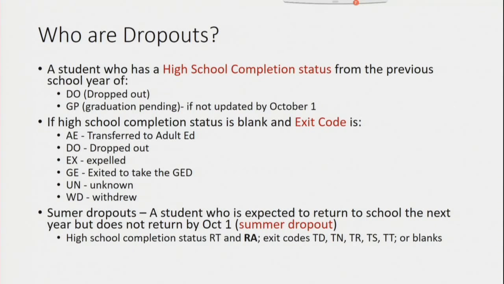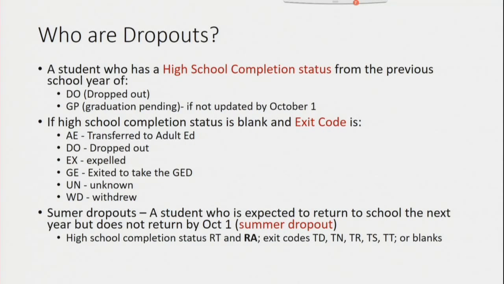Also, if a high school completion status is blank, and the exit code is one of the following: transfer to adult ed, dropped out, was expelled, exited to take the GED, has an unknown code, or withdrew. All of those also will default to a dropout. Then there's summer dropout. A student who is expected to return to school the next year but does not return by October 1 is considered a summer dropout. And so these are the ones you really want to be careful of.